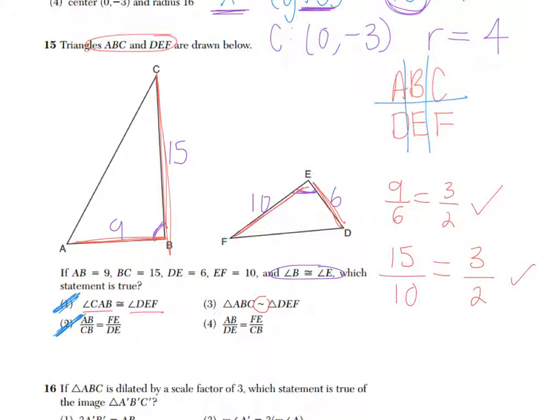But SS isn't enough. Well, if I go back and look, I actually have SAS because of this angle in between. And SAS is one that does work. So I'm going to put a little dot next to this one because that's what my hunch is right now.